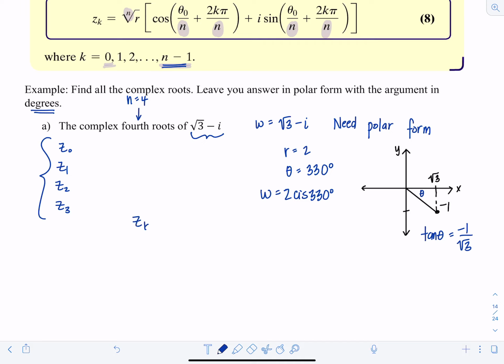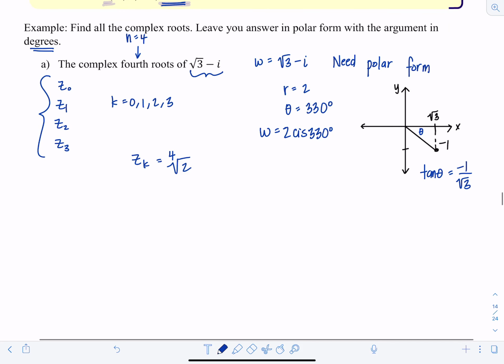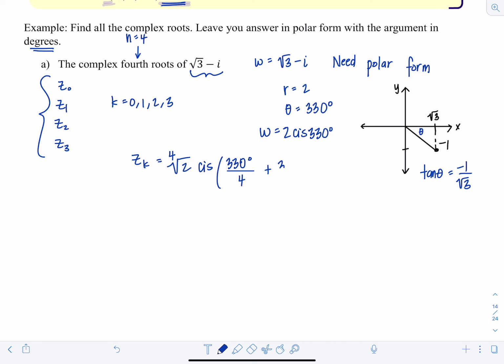So z sub k, where k is going to be between 0, 1, 2, and 3. So z sub k is going to be the 4th root, because we're finding 4th roots for this problem, of 2, the 4th root of 2, and then you're going to have cis. You take that initial angle 330, divide it by 4, plus, and then instead of 2k pi, I'm going to have 360 degrees k, and then divide that by 4. Okay, so let's clean this up first.